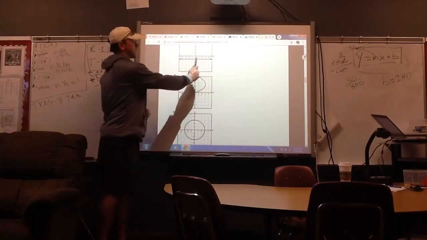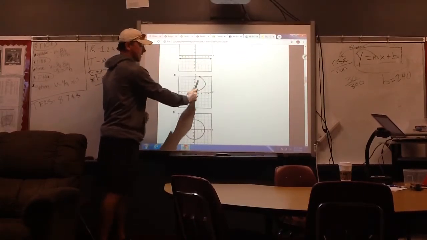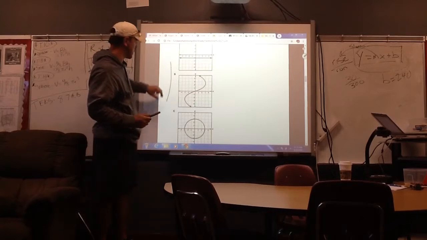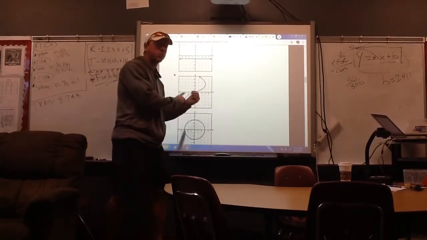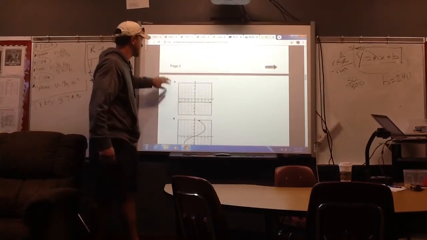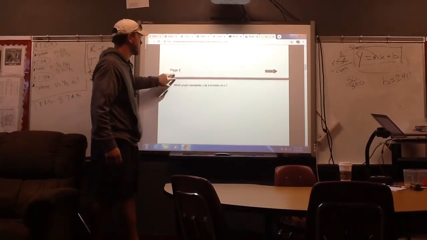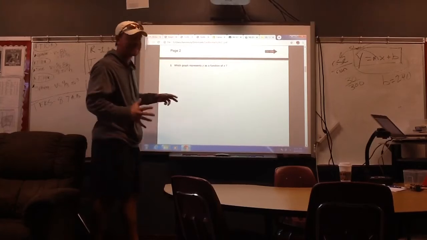Does this one? I mean, that's all we need to do. I really don't want to give you the answer. We've had this question before, probably a couple times, a question like it. Which one represents a function? Which one is a function?